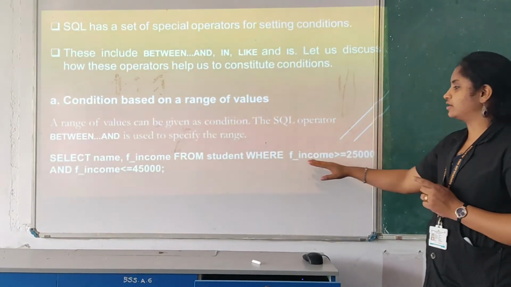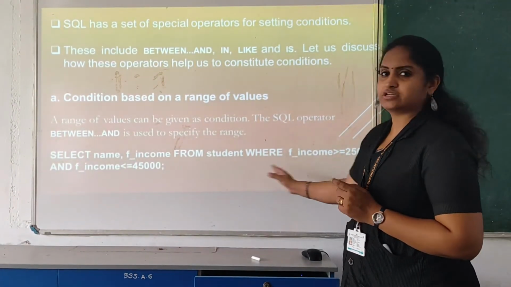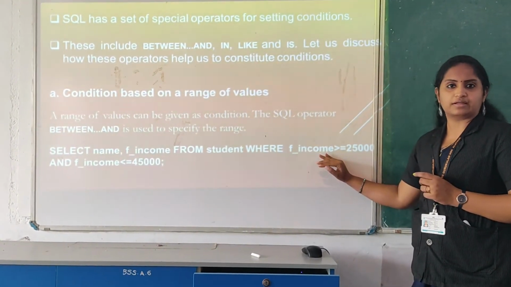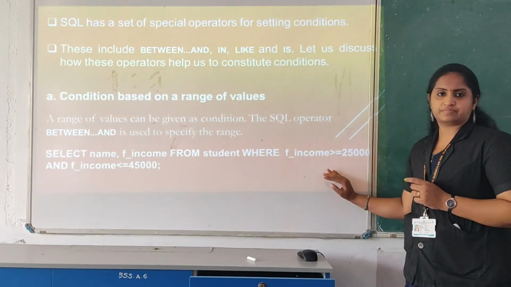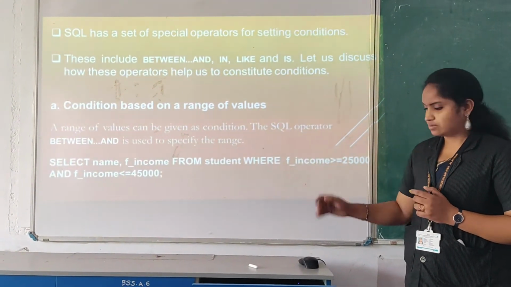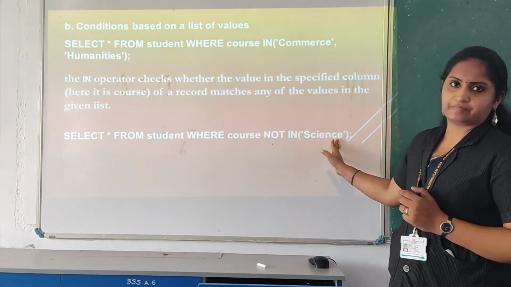Okay, or else you can type like this. So if you are giving two sets of values, that is, the values between a particular range, here you can use BETWEEN or AND. Clear? And next one is a list of values.